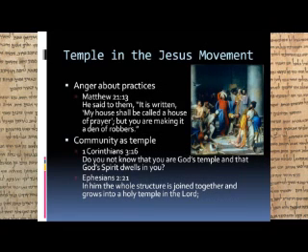In the Jesus movement, we find Jesus angry with practices in the temple. He said to them, "It is written, my house shall be called a house of prayer, but you're making it a den of robbers." And in the Jesus movement, we see the community identified as the temple. "Do you not know that you are God's temple and that God's Spirit dwells in you?" "In him the whole structure is joined together and grows into a holy temple in the Lord." Similar perspectives in these two groups within Jewish religion of the late Second Temple period.